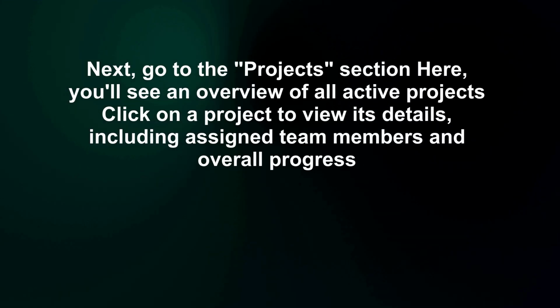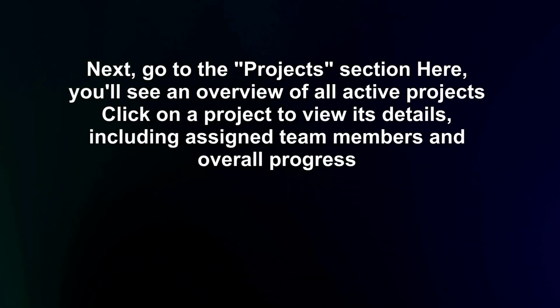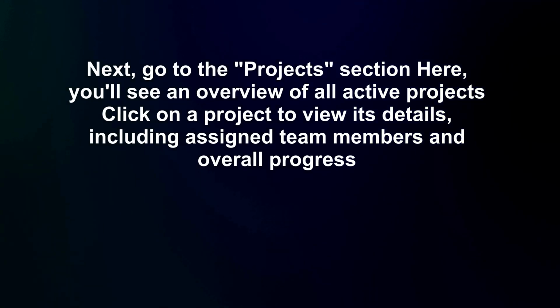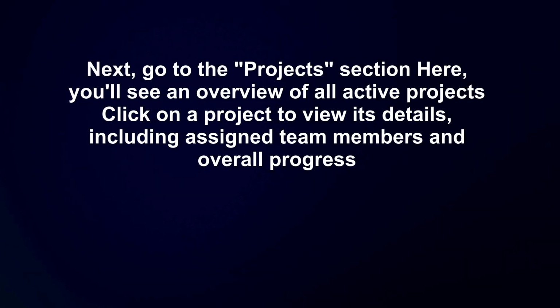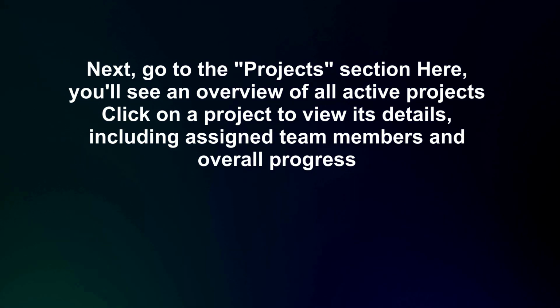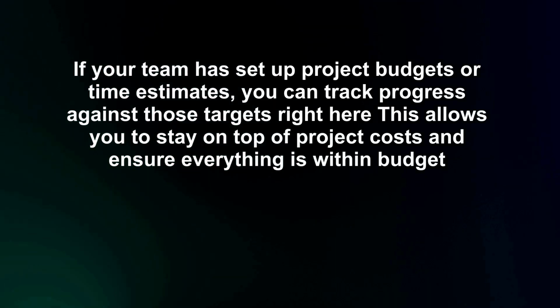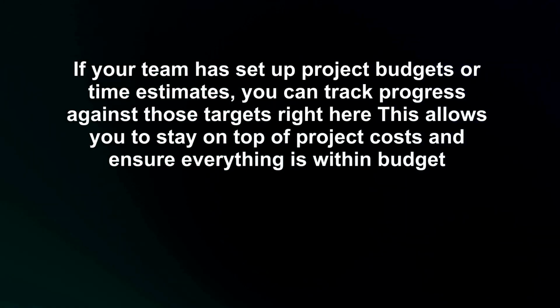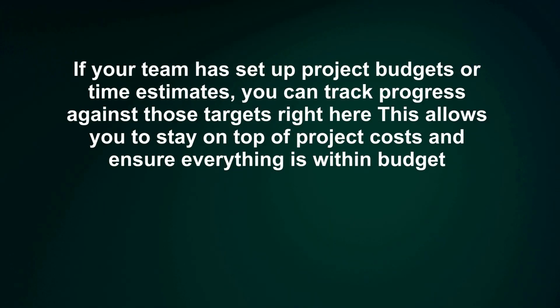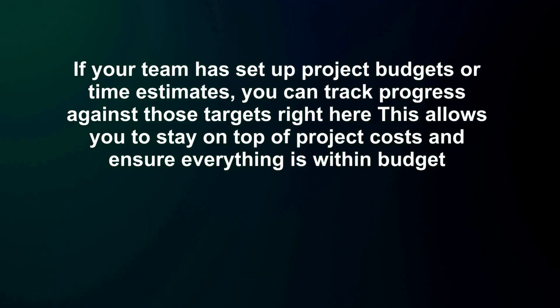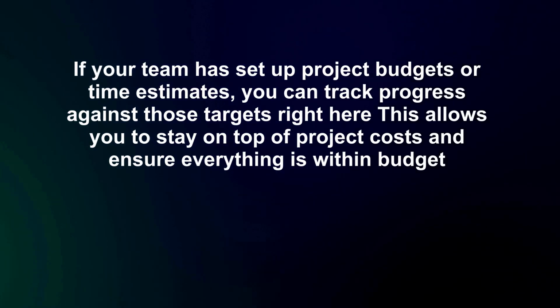Next, go to the projects section. Here, you'll see an overview of all active projects. Click on a project to view its details, including assigned team members and overall progress. If your team has set up project budgets or time estimates, you can track progress against those targets right here. This allows you to stay on top of project costs and ensure everything is within budget.